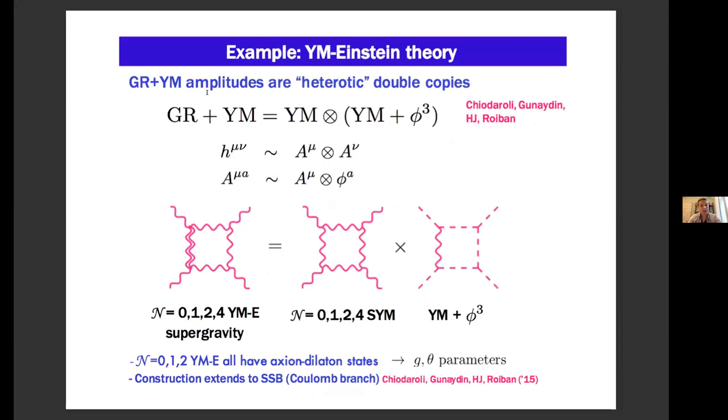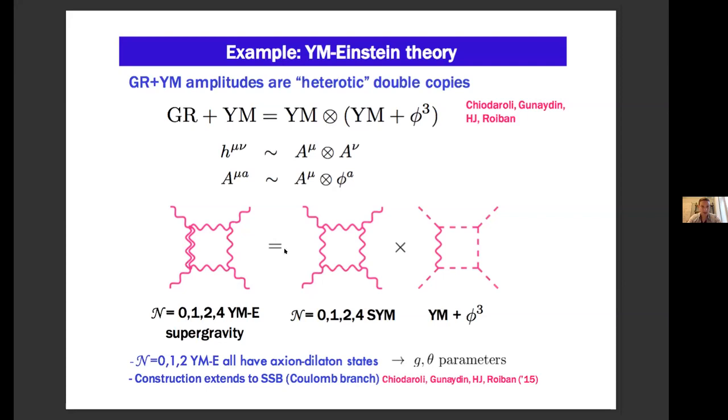These are very similar to heterotic double copies or heterotic KLT formulas. The way we do it is that we keep Yang-Mills as it is on one side, and we add a scalar to the other side. This scalar has a self-interaction of lambda phi cubed type. Then we can see that we have two types of states now. We have the graviton and we have a vector, which is just a vector times a scalar. We also have the dilaton and axion, but let me neglect those particles for now.